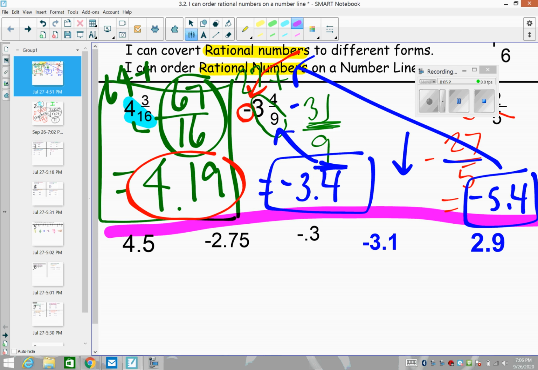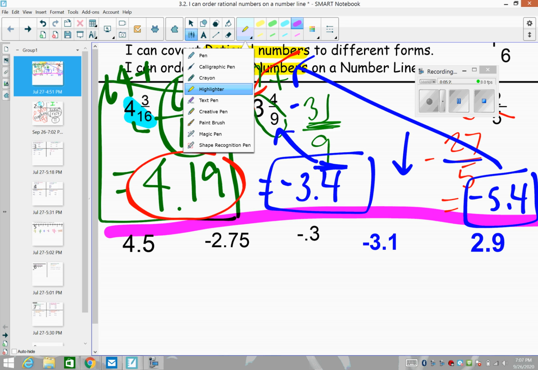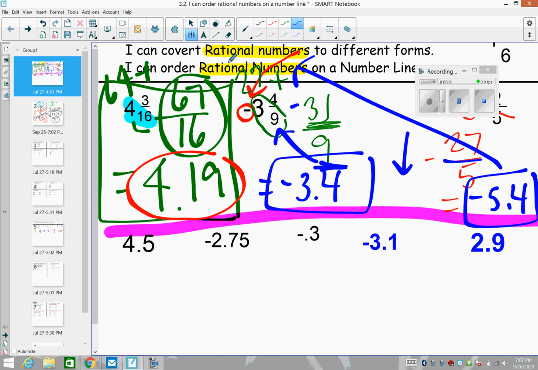That is not repeating. That's a terminating decimal, which is also rational. So everything on this page is rational because I don't see any square roots on the page, and I don't see pi.